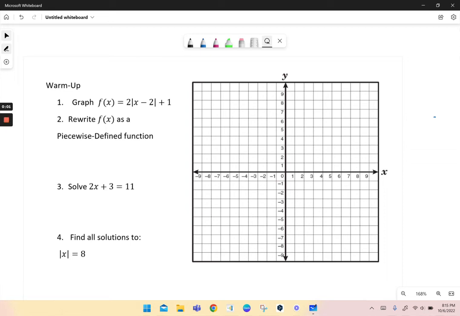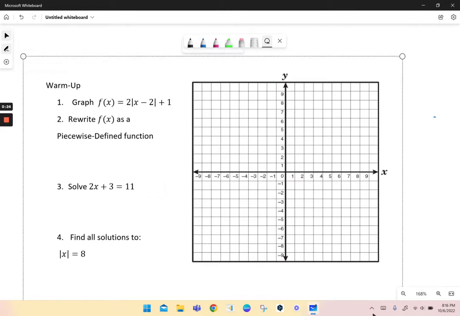Okay, so we're going to start with something we did last class where we want to make sure we can understand piecewise functions. So go ahead and take just a second and graph f of x equals 2 absolute value of x minus 2 plus 1. And if you didn't know how to do that exactly, let's look at it.